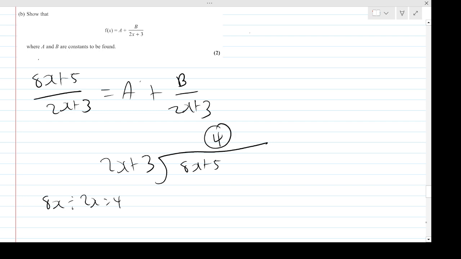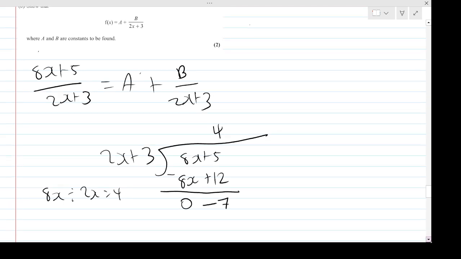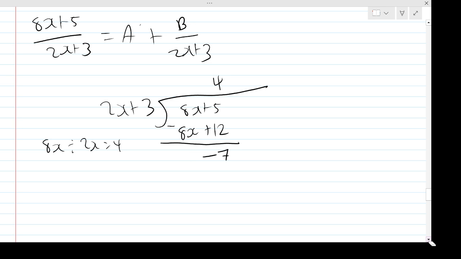Then with this 4, I need to times by everything outside the bus stop. So 4 times 2x is indeed 8x, and 4 times 3 is plus 12. And so if I take them away, 8x take away 8x is 0, and 5 take away 12 is minus 7 there. And I can't bring anything down. That's it. That's quite a short one, actually. There we are. So the remainder is minus 7 then.